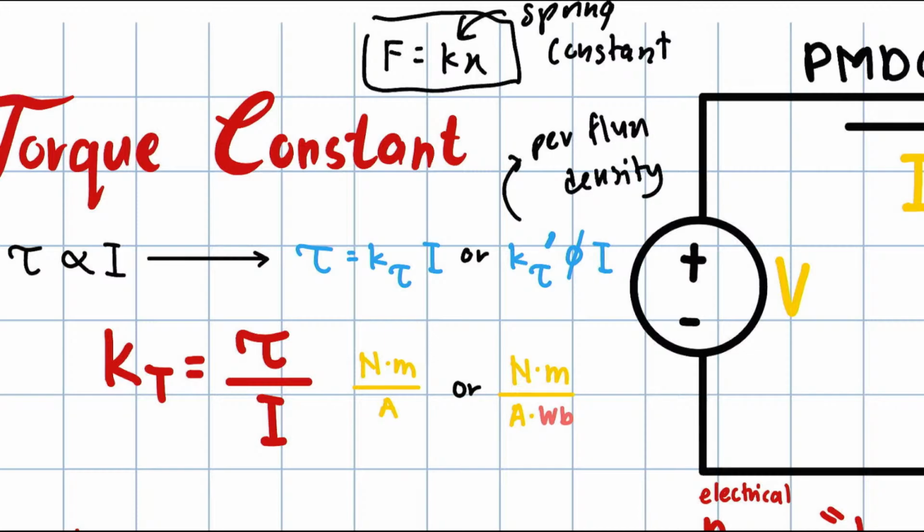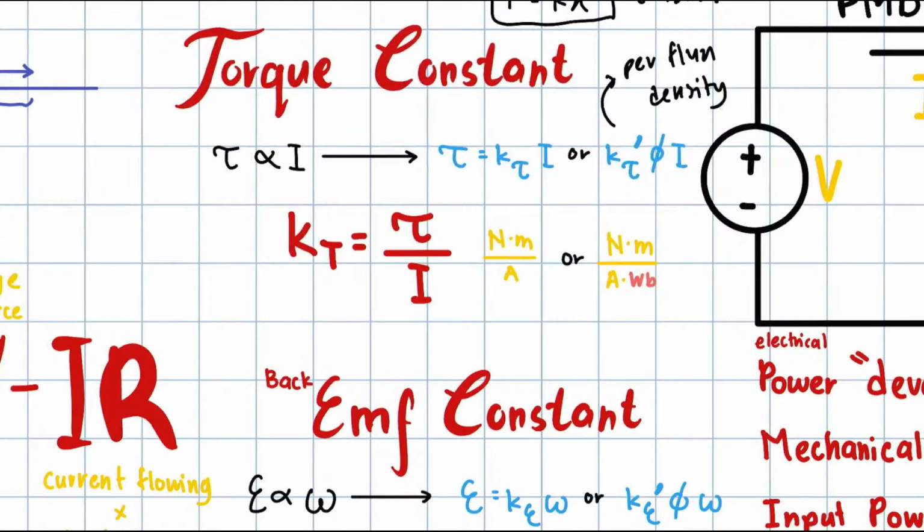Per flux density, and then you multiply it with the flux, which is denoted as phi. Okay, so this is the torque constant. Kt equals torque over I.